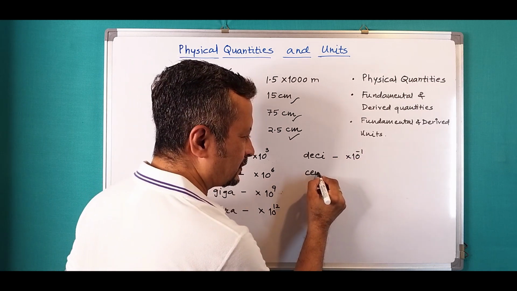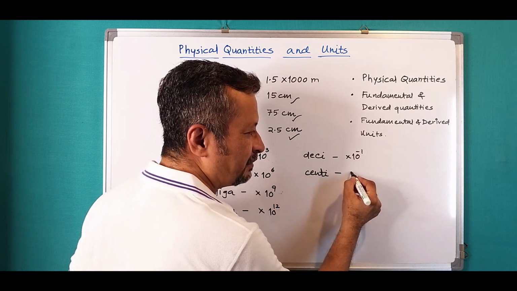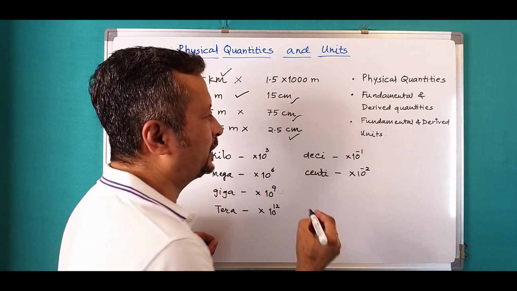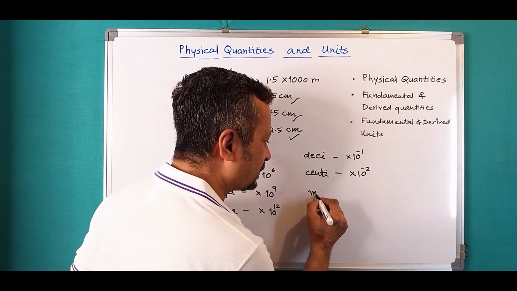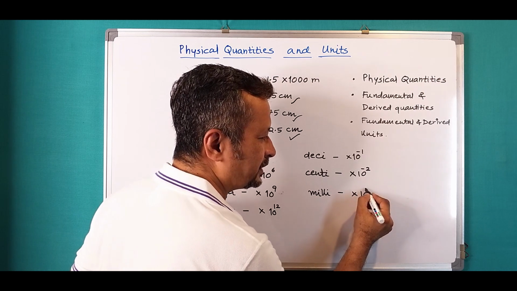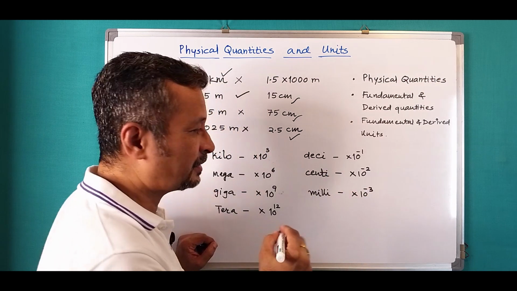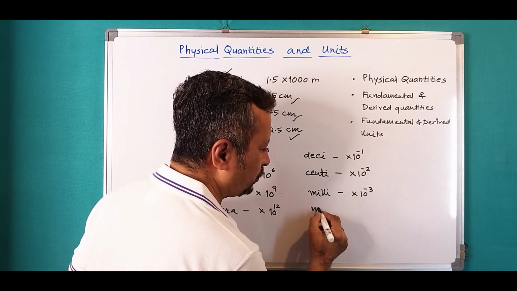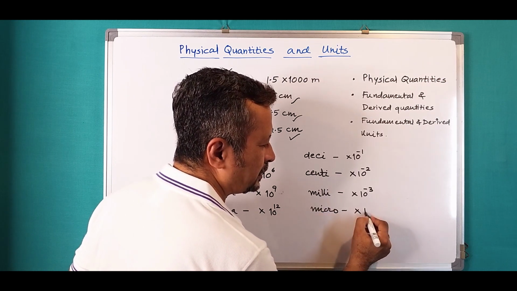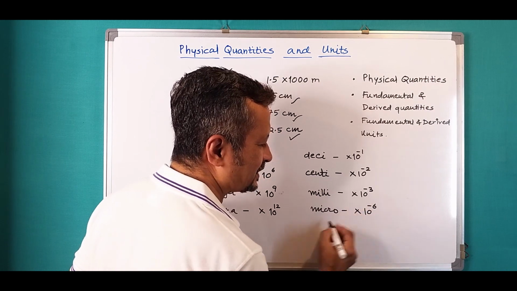Centi, divided by 100, 10 raised to power minus 2, multiply by 10 raised to power minus 2. Then milli, divided by 1000, 10 raised to power minus 3, multiply by 10 raised to power minus 3 here. And then micro, that is multiplied by 10 raised to power minus 6.